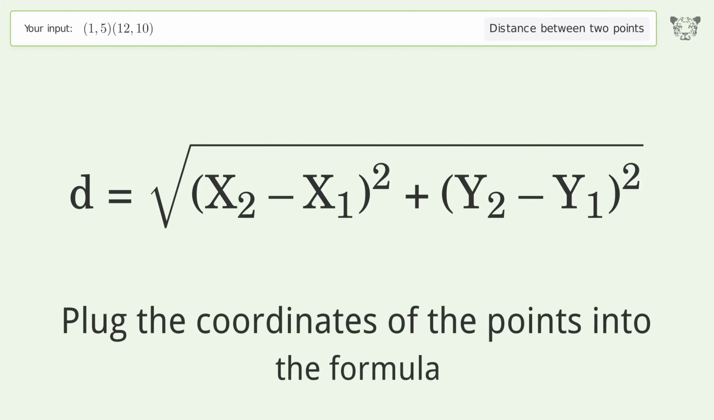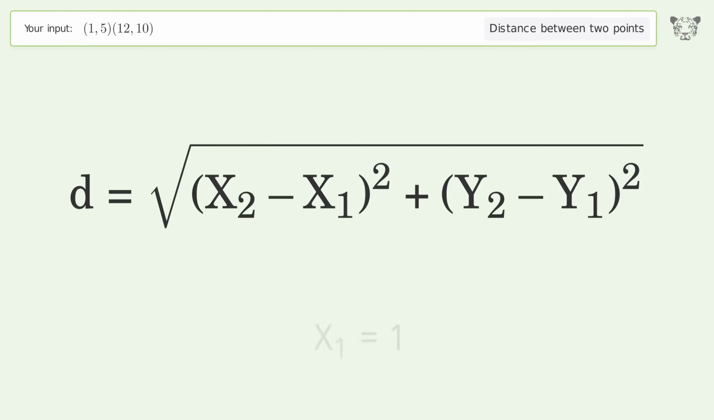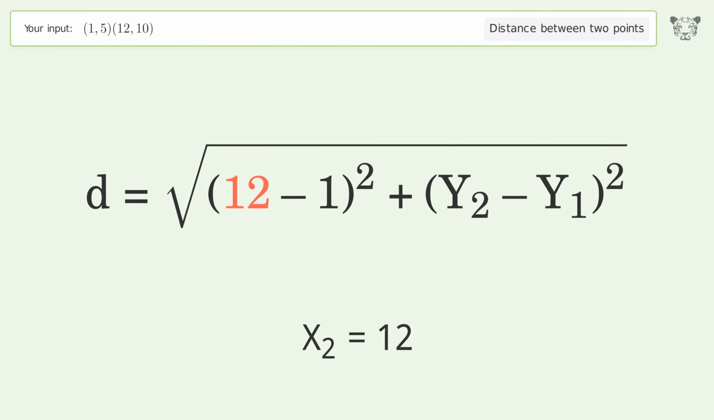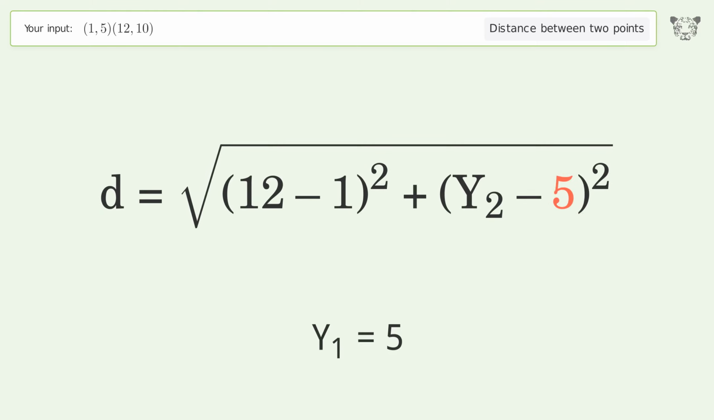Plug the coordinates of the points into the formula. x1 equals 1. x2 equals 12. y1 equals 5. y2 equals 10.